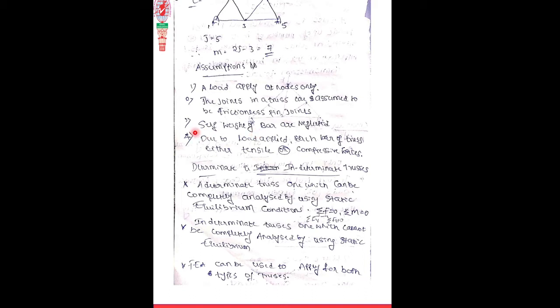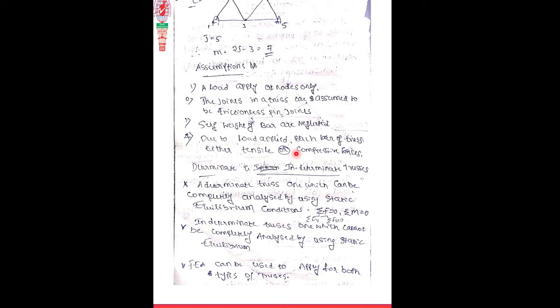Now, that weight density, what is there? Or weight is not there. That we are going to neglect here. We are not going to consider. Due to load applied, each bar of the truss is either tensile or compressed. That means only axial, no bending. It may be tensile or it may be compression. That's all. So these are some assumptions made in the entire truss topic.